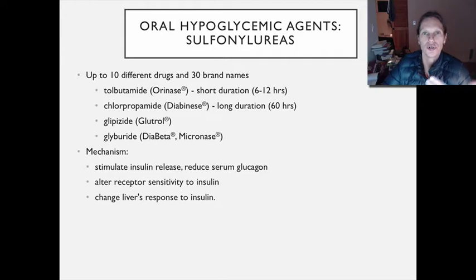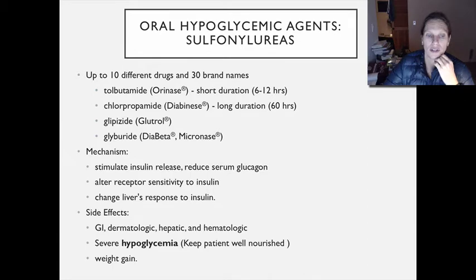In order for the glucose to get transported into the cells, insulin has to bind the insulin receptor, and then that's what causes the GLUT transporter to be inserted into the cell wall. If you don't have insulin binding the insulin receptor, you don't get that glucose transport. The other thing that the sulfonylureas do is they seem to increase the liver's response to insulin, meaning we're better able to get the glucose actually out of the blood and stored in the form of glycogen.